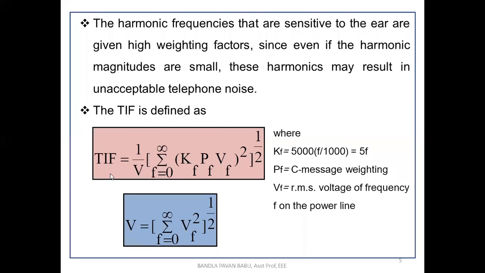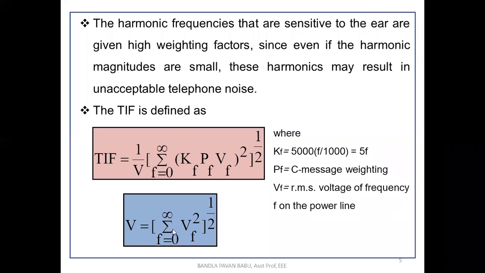So this is the equation, the telephone influence factor, which is used to measure the range there. Based on this, we are going to design the filter. If the noise levels are high, we can find out the magnitude there and the value of that influence factor, and based on this we can design the filters. I mean, we can choose the components according to their interference.